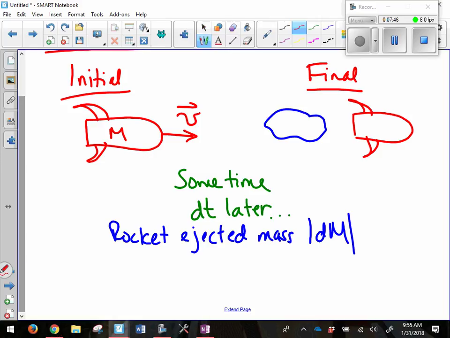And if the rocket has lost some mass and we're conserving momentum, what's going to have to change? Its velocity. So we're going to assume that it's still moving this way because reality tells us that the rocket doesn't turn around and go the other way. Okay. And it's now going to be moving at some velocity v plus dv.